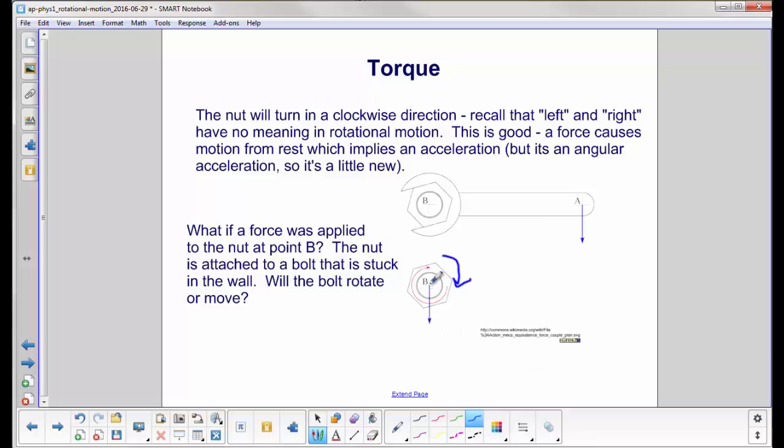Let's take another case. Let's apply the force. We don't have a wrench this time. We're just pulling down on the nut at this position here. Here's the axis of rotation coming out of the board. The nut is attached to a bolt that is stuck into the wall, so it won't move down. Will the bolt and the nut rotate if we apply a force right here at the axis of rotation?